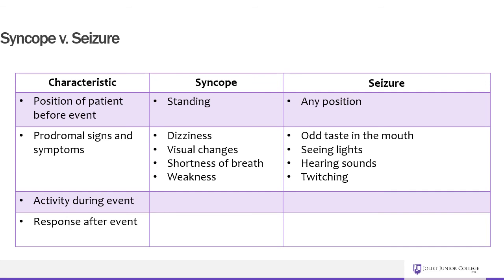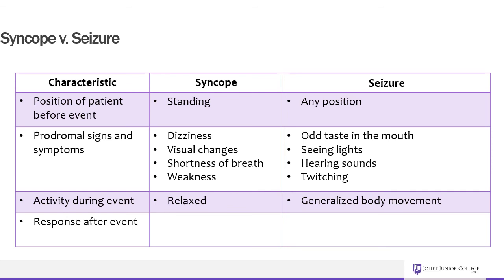Now, activity during the event. During a syncopal episode, when people pass out, they lay there relaxed. They just kind of look like they're sleeping. Not so in seizures. In a grand mal seizure, in a psychogenic non-epileptic seizure, they have those generalized body movements.